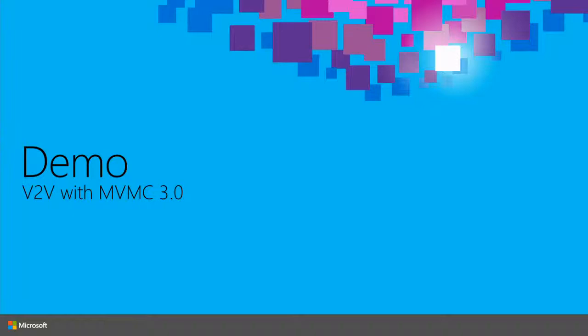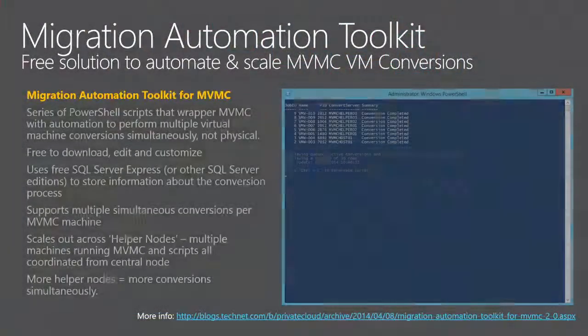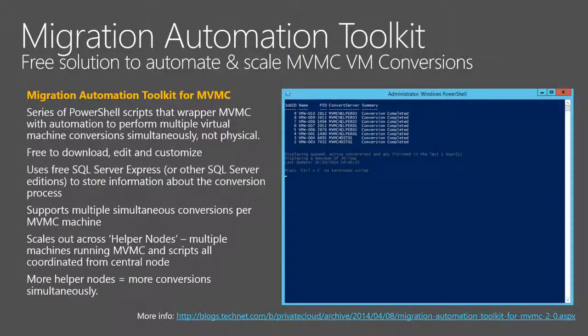Well, we automate. I said before, there's a PowerShell layer natively in MVMC, so you could write some pretty powerful PowerShell and include that within some of your automation tools that you may already have within your environment, Microsoft or otherwise. So some powerful runbooks to automate conversions. However, Microsoft worked with the community, worked with some partners to build out what we called the Migration Automation Toolkit. Now, this was built for a previous version of MVMC, but still works with version 3.